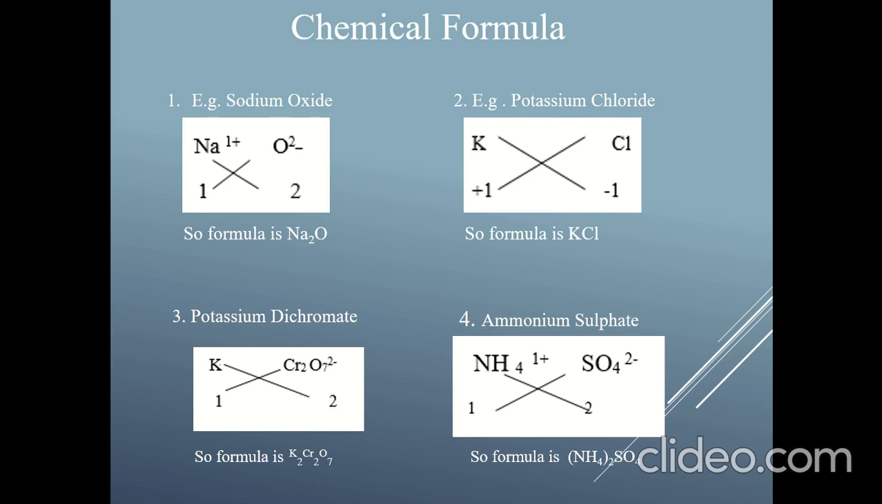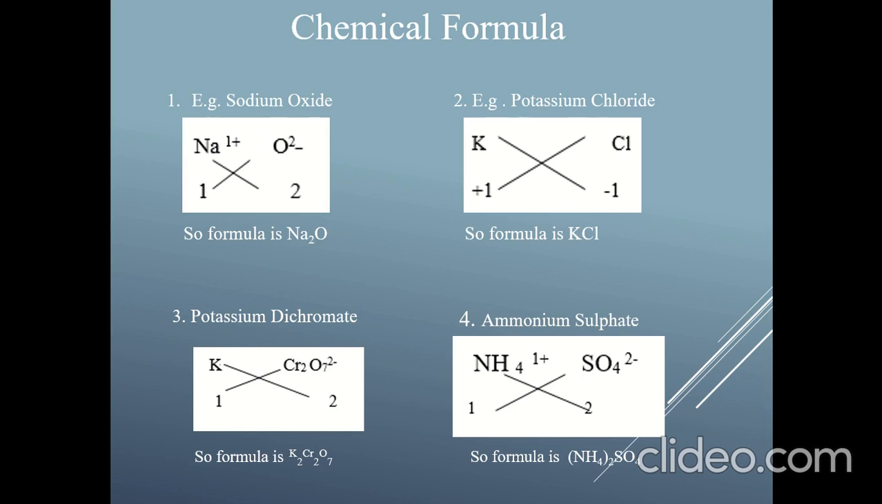Take second example, potassium chloride. Symbol of potassium K, that of chloride is Cl. So potassium is having +1 and chloride -1. After interchanging, the formula becomes KCl. And always remember that whenever non-metal is there, it has got the suffix IDE. It is written with the suffix IDE, like oxygen will be written as oxide, chlorine will be written as chloride.